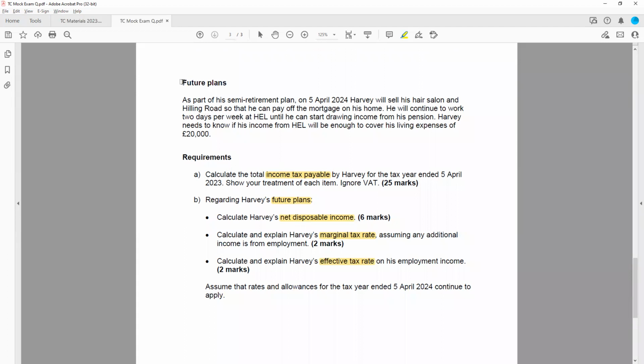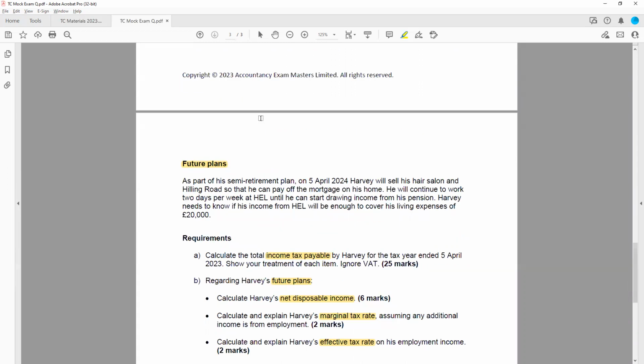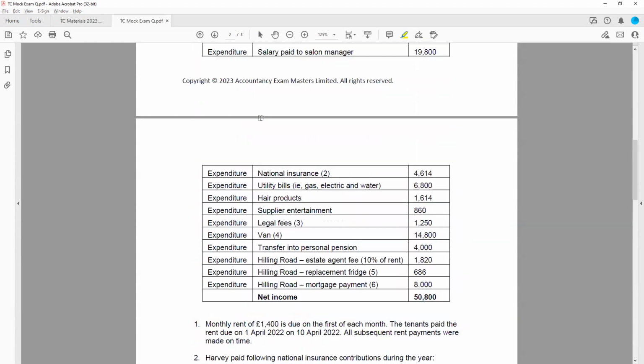So straight away, I can see this bit here is telling me, future plans. The exam questions tend to be laid out in a friendly way. So you can see that this part here relates to this part here. So you can probably ignore that part for now. I'm going to deal with these other areas first of all.